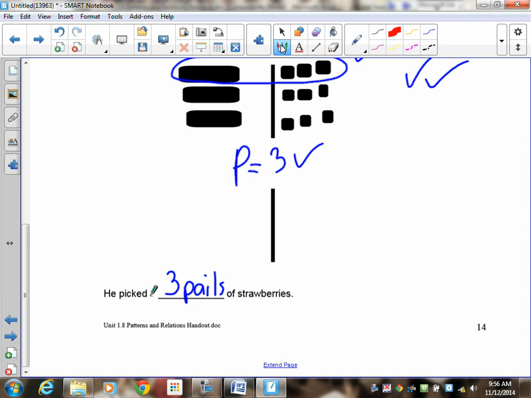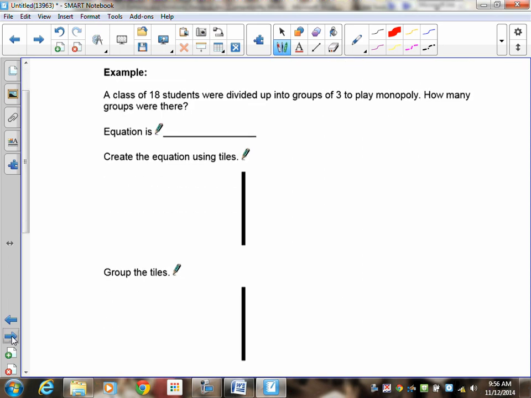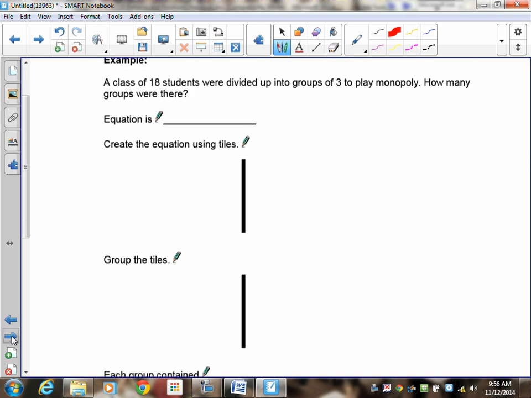Let's go to the next problem. A class of 18 students were divided up into groups of 3 to play Monopoly. How many groups were there? Now we have a class of 18, that means we have a total of 18. Now we have to make up 3 groups. So there it is, 3, and I'm going to use a G. You could use X if you want, but G represents groups nicely because they both start with G.